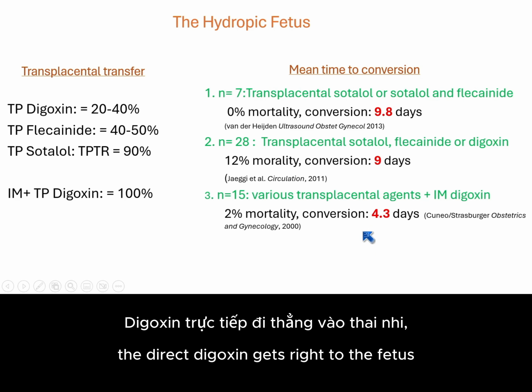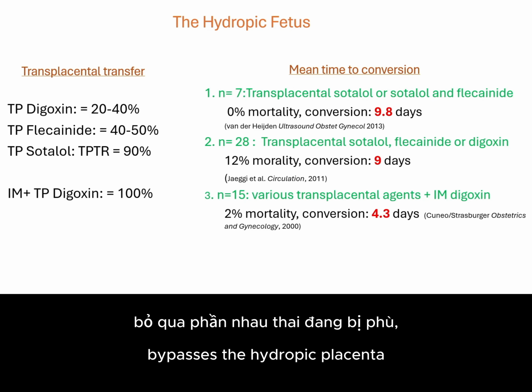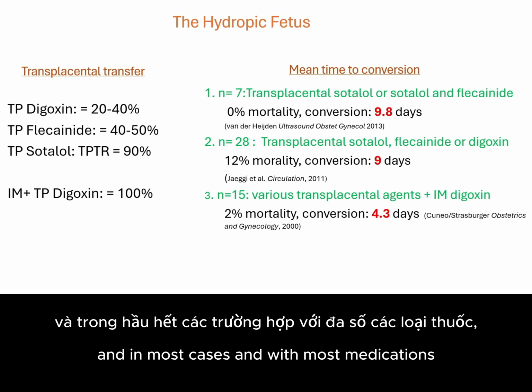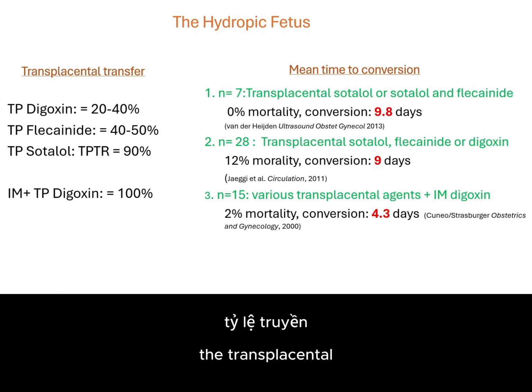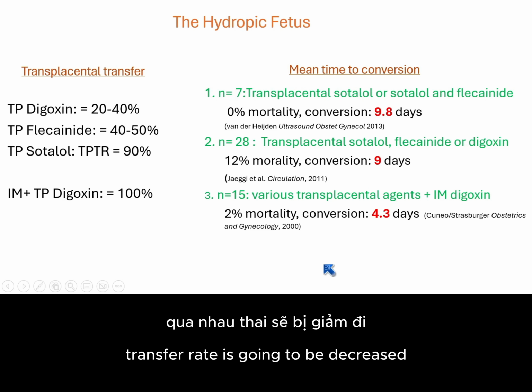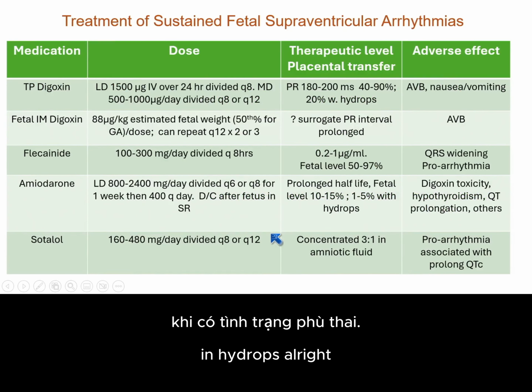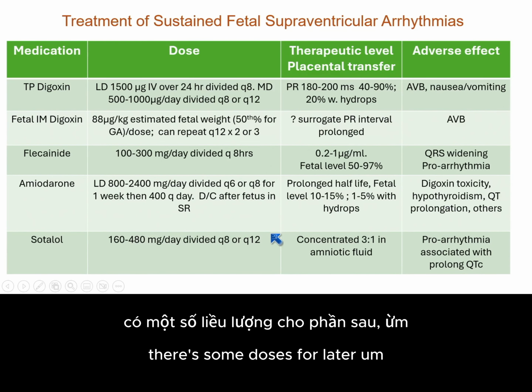Why? The direct digoxin gets right to the fetus, bypasses the hydropic placenta, and in most cases, and with most medications, the transplacental transfer rate is going to be decreased in hydrops. All right, there's some doses for later.